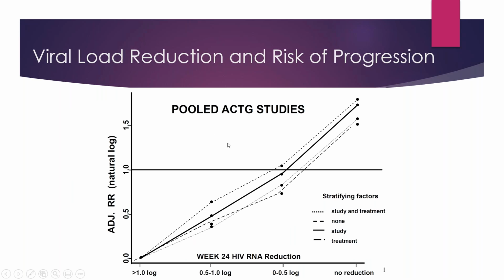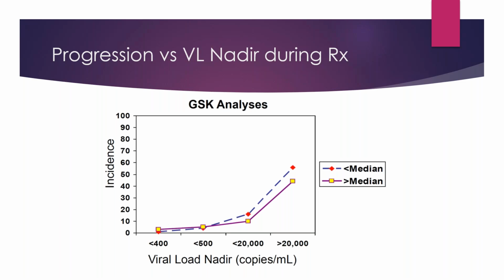The pooled AIDS Clinical Trials Group studies were used to investigate the critical minimum viral load reduction that was required to confer this benefit. So if there was around a 0.5 log reduction, then there was about a 50% reduction in the clinical outcome rate. But if you reduced viral load by at least a log or more, then you could reduce the frequency of illness almost to zero.